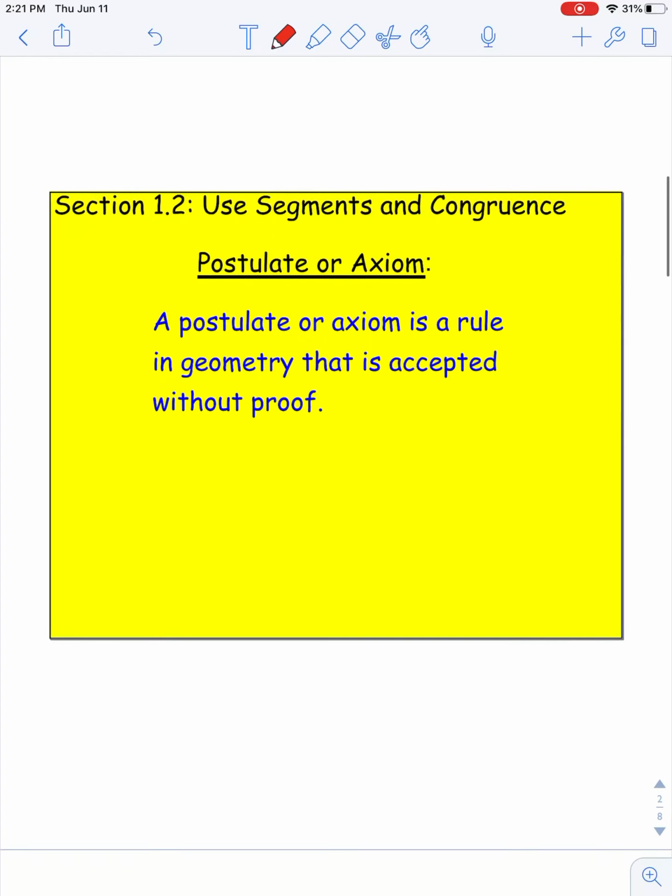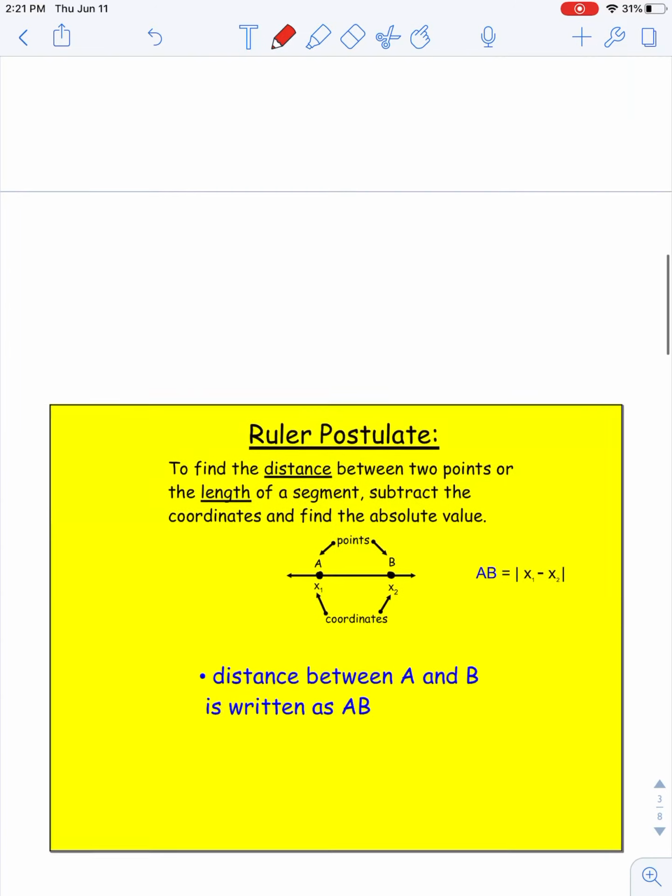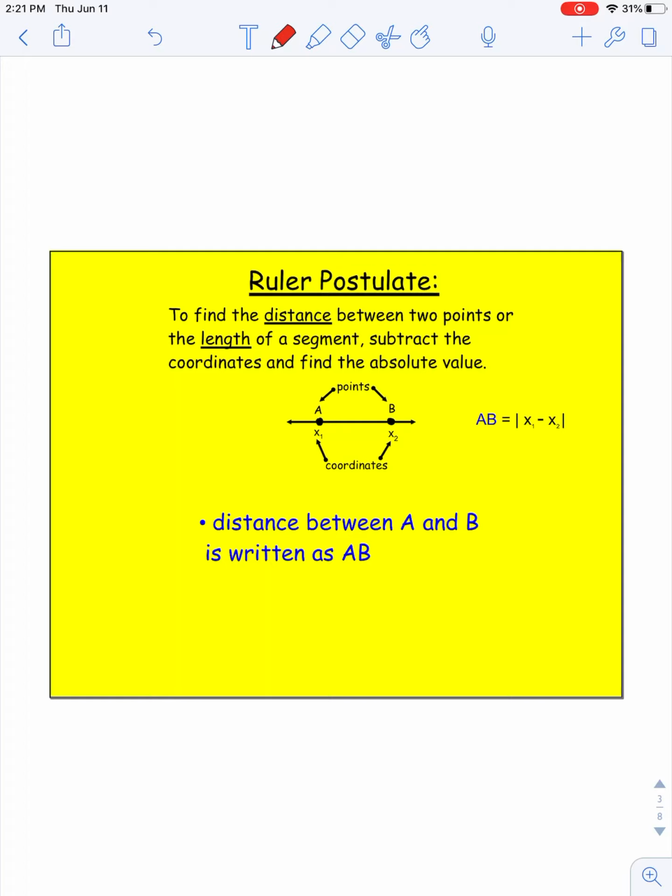So, first of all, what is a postulate? Because we're going to start talking about postulates and theorems. A postulate, or sometimes it's called an axiom, is a rule in geometry that's accepted without proof. That's usually because it's so obvious. We're mostly going to hear the word postulate, but you might also come across the word axiom. The first postulate that we're going to look at is called the ruler postulate.